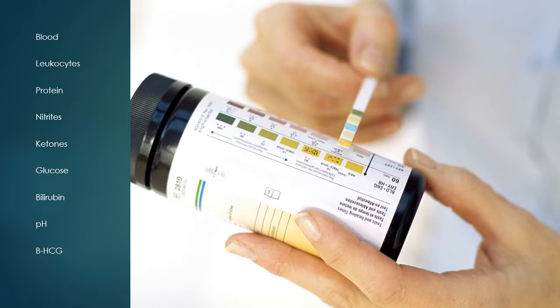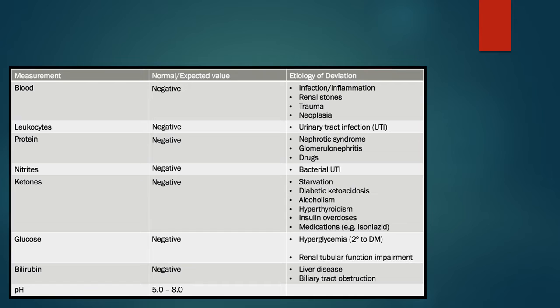Finally, remember beta-HCG, one of the most important things to test for in the urine, of course for women. We do this in the ER day in and day out to rule in and out pregnancy. Cheaper and quicker than serum HCG actually. Let's go into a bit more detail with normal values and what deviations in each of these values tells us.